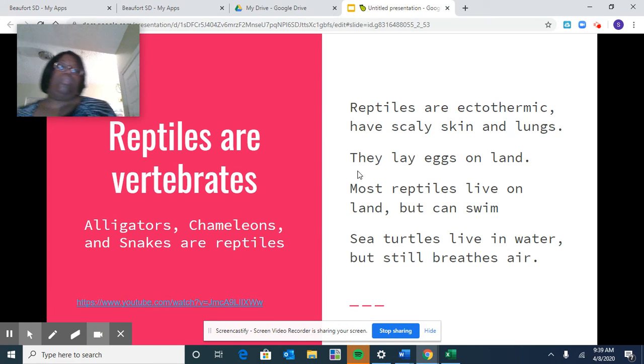All right, so reptiles are vertebrates. Alligators, chameleons, and snakes are reptiles. Reptiles are ectothermic, having scaly skin and lungs. They lay eggs on land. Most reptiles live on land but can swim. Sea turtles live in water but still breathe air.